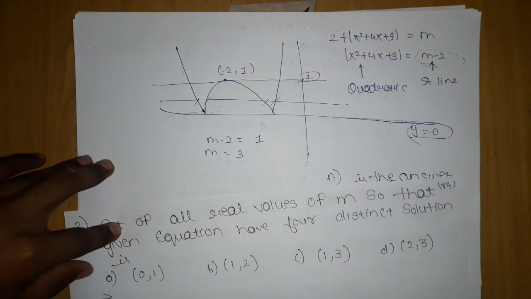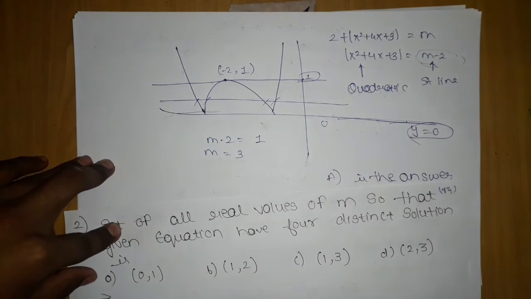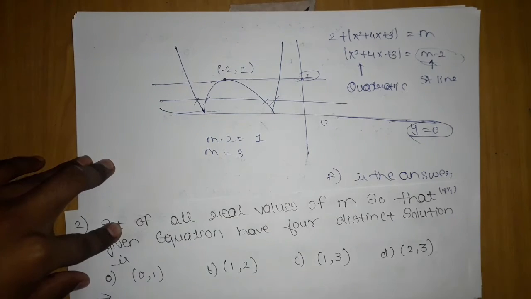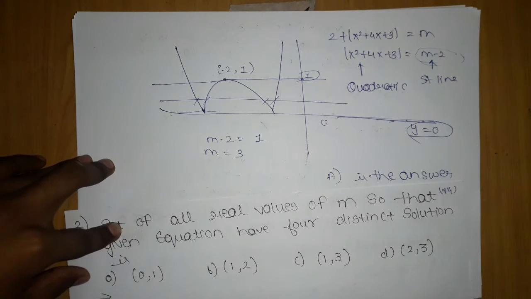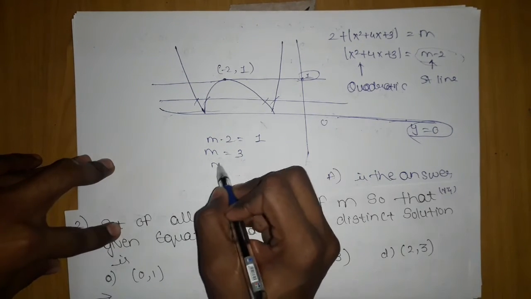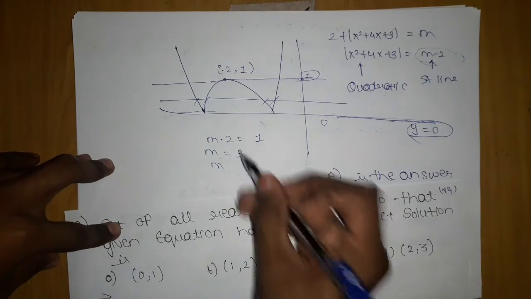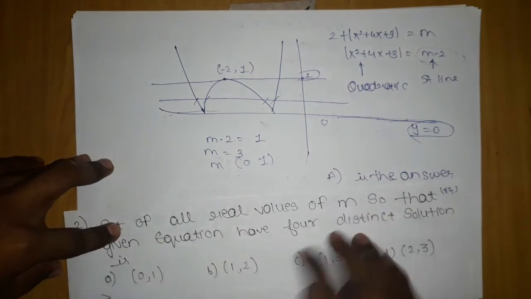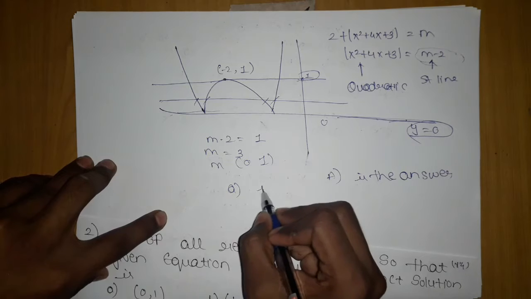So what do we get from here? This is 0, and this is 1. So to cut the graph at 4 points, what is the condition? The value of m should be from 0 to 1. So A is the answer again.